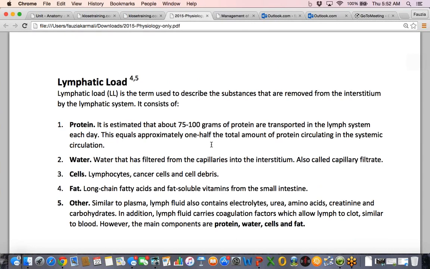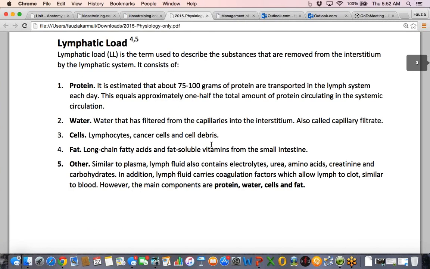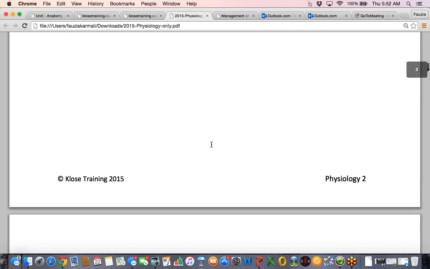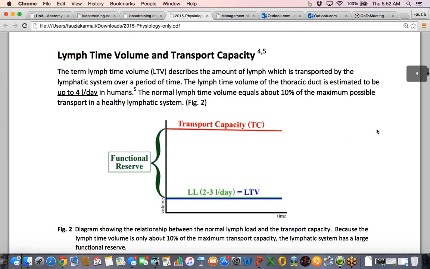We can now talk about what the lymphatic load is. The lymphatic load is primarily going to consist of protein, water, cells, and fat. And we talked about where this is coming from. We're going to talk a little more in detail about how the body is able to respond to increased lymphatic load.